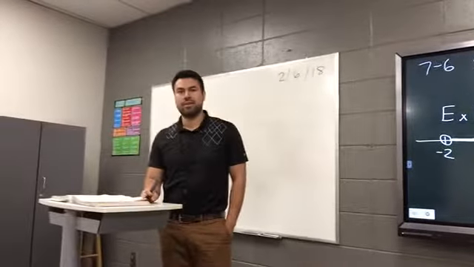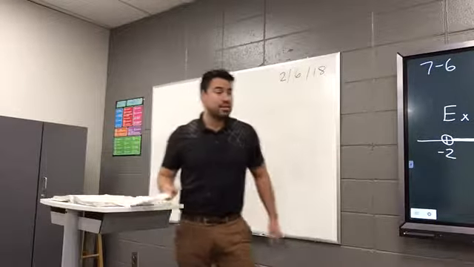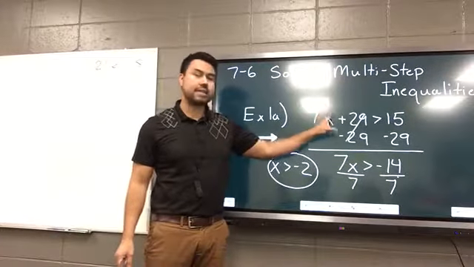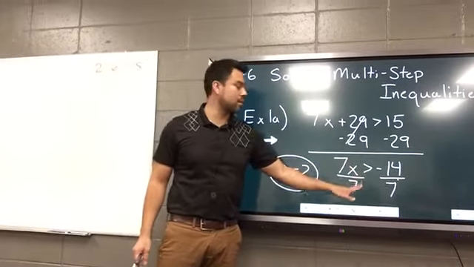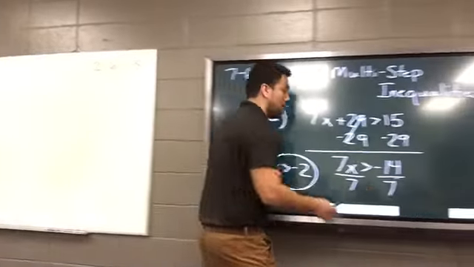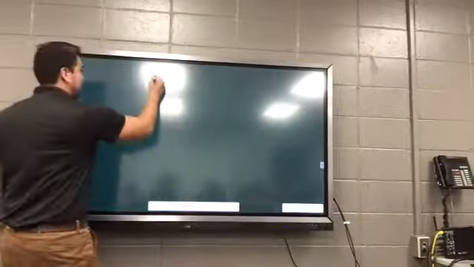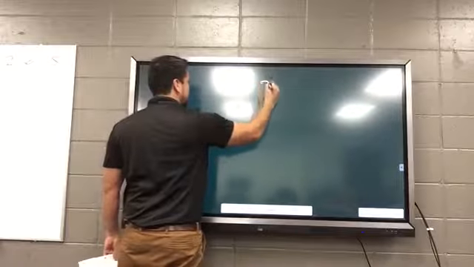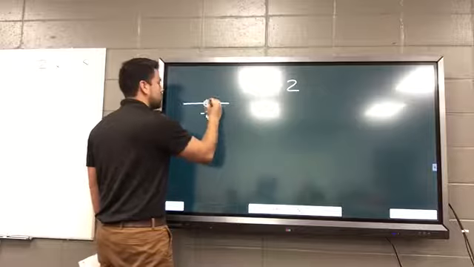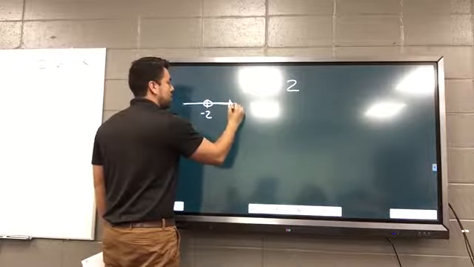Yes, ma'am? Did you already divide by 7 in the lower part, so do you have to change it? No, in this problem, it did not change because I never divided or multiplied by a negative. He was giving me like a hypothetical, like if you had it. Okay, but I'm going to check this. My solution was x is greater than negative 2, and my graph was open circle, line going to the right.